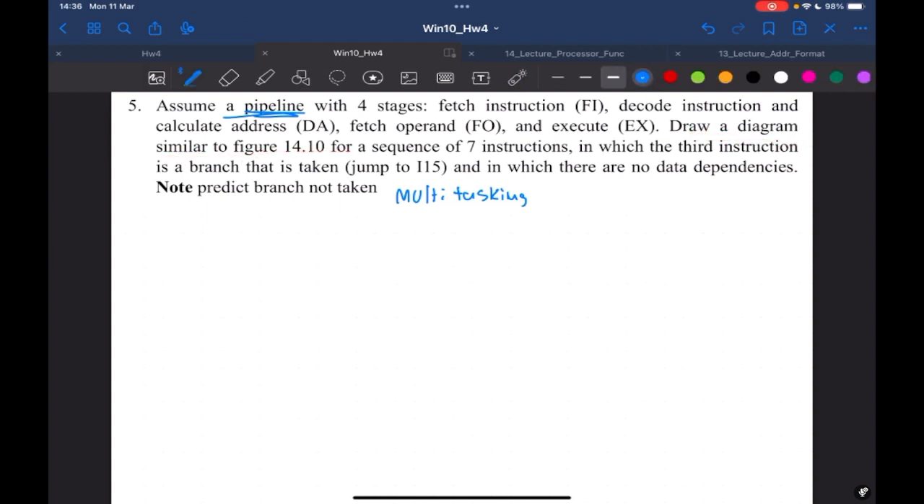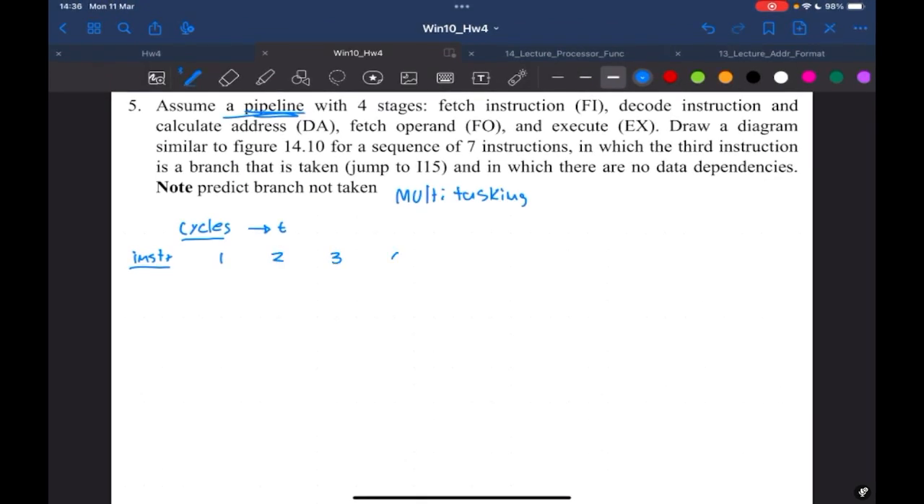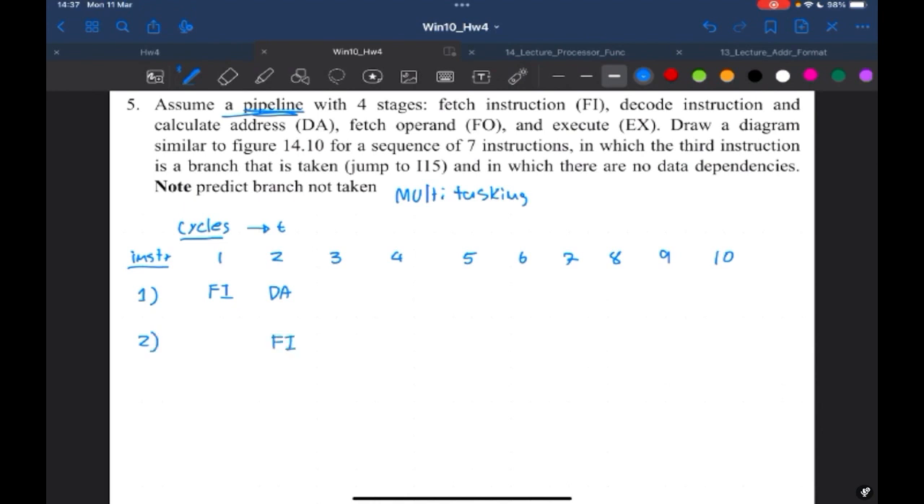To draw a diagram, we draw it like this, instructions right here, and then the cycles up here. So this is the time t, numbered by cycle number 1, 2, 3, 4, 5, 6, 7, 8, 9, 10. Now in instructions, when instruction 1 begins, it has to perform 4 things: fi first, da, fo, and then ex. So start with fi. As the first cycle completes, it moves on to the next task, called da, and when it works on da, fi will be free, so the next instruction can come in and do fi for itself here.